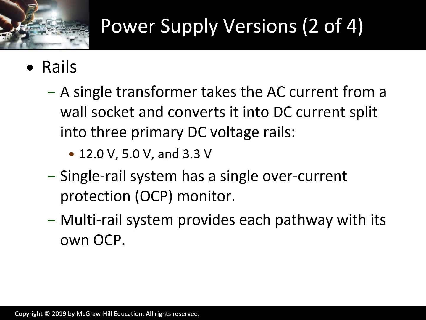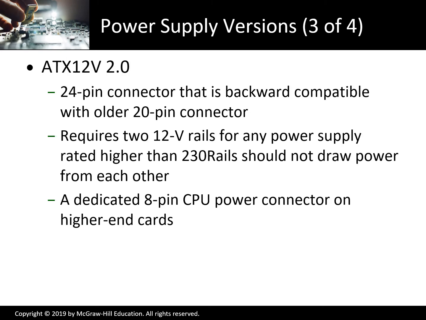The single rail system has a single overcurrent protector monitor, and the multi-rail system provides each pathway with its own overcurrent protection monitor. Now, the most current version is a 24-pin connector, or sometimes you'll have a 20 and then an optional 4-pin that plugs into the 20. It requires 12-volt rails for power. Okay, and let's see, power supplies rated higher than 230 rails should not draw power from each other.